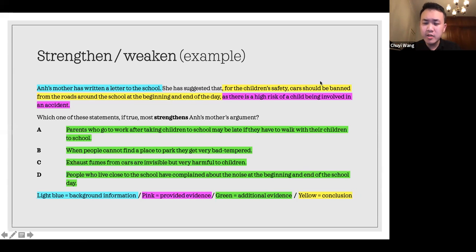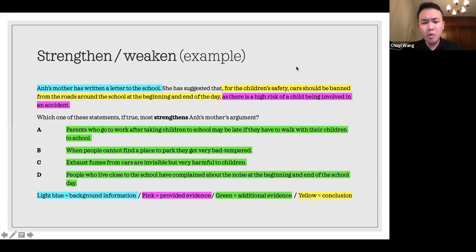So let's step through each of them, even if we find the right answer first, and find which one's the right one. Now, does the evidence that parents who go to work after taking children to school may be late if they have to walk with their children to school, does that have anything to do with the children's safety? No, clearly not. What does it have to do with? It has to do with the parents' convenience. So that probably isn't it.